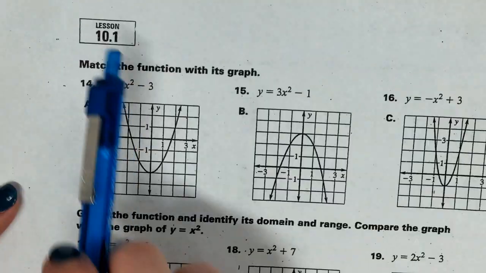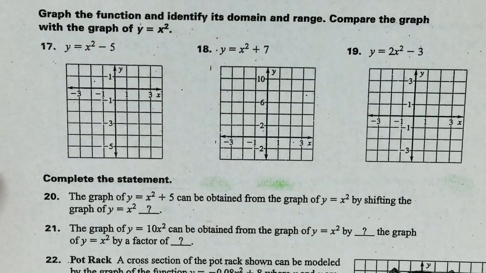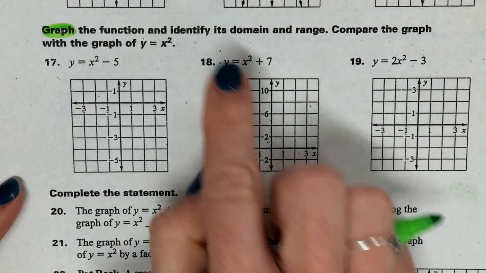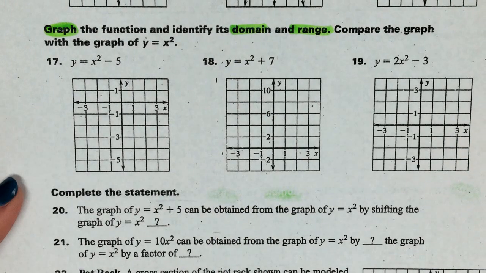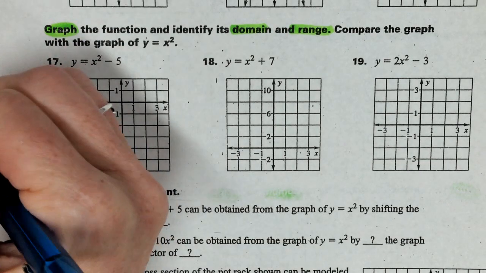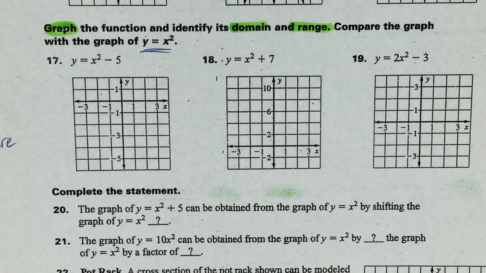Flip to the back. 14 through 16, you're just matching these. You can use your table. You can use your y equals in your table, whatever you want to use. 17 through 19, you're going to graph the function, identify the domain and range. So I should have a D and an R, and compare with the parent function. You do not have to graph the parent function, but you do have to compare. We'll just do 1 through 19 for today. All right, you may start.